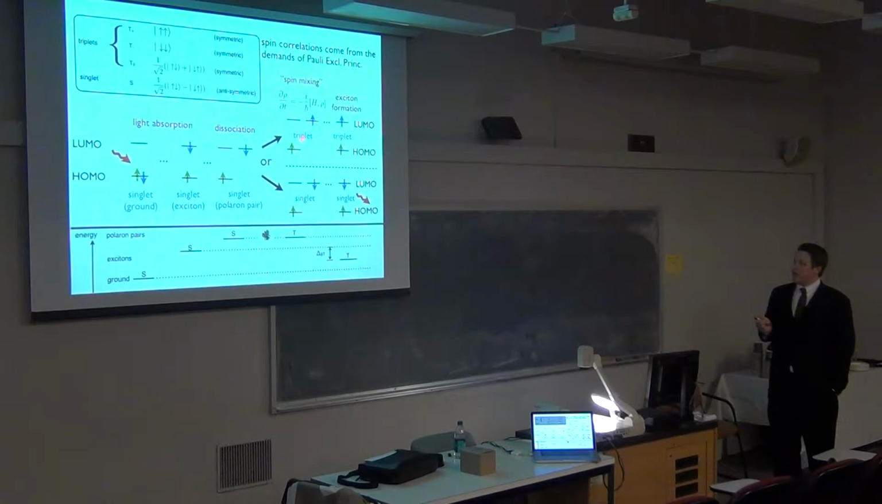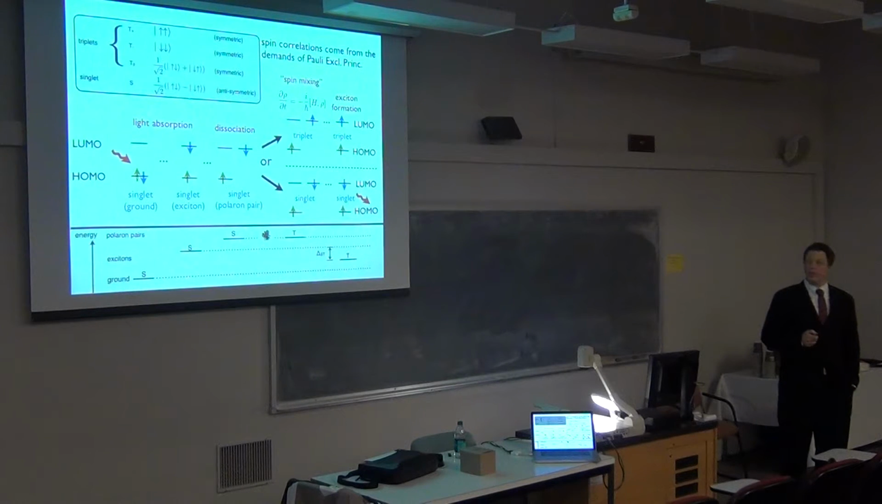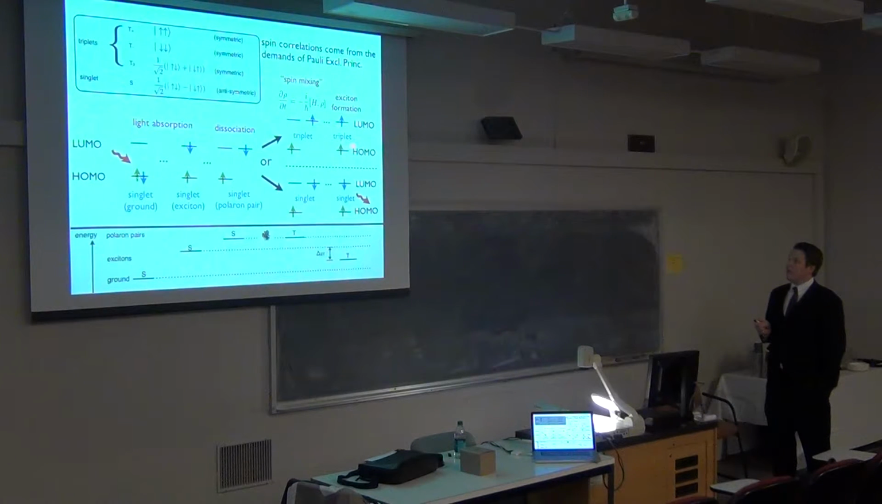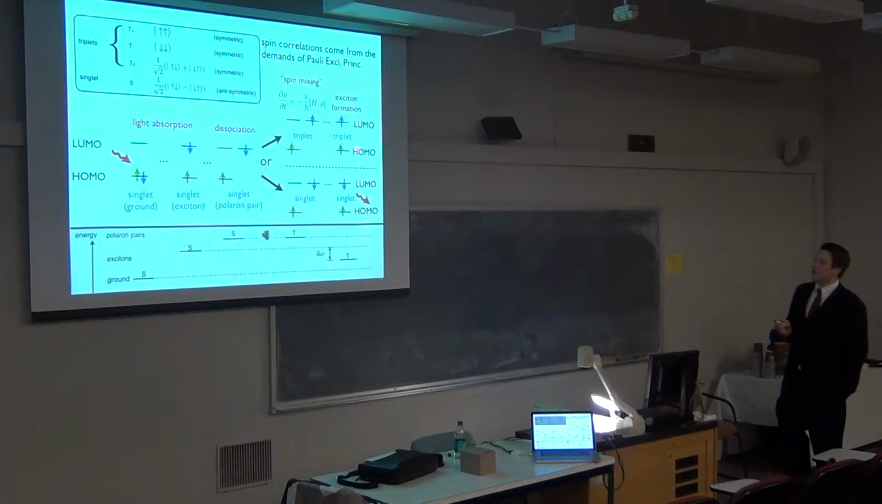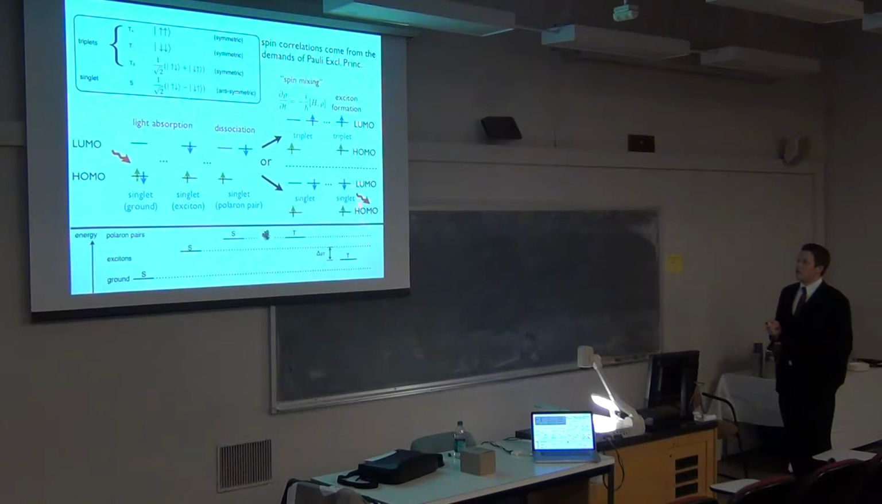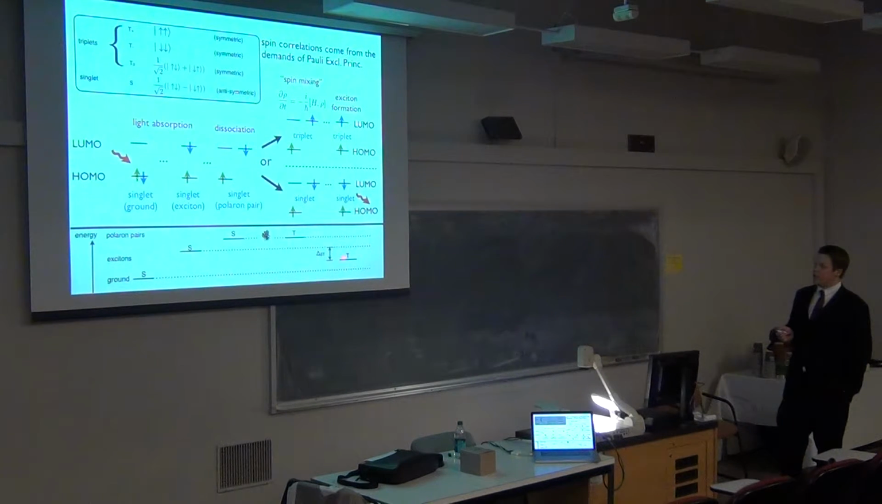So you can have these polaron pairs be triplets, or you can have these polaron pairs be singlets now, under the influence of the Hamiltonian. And further on, you can recombine. So now this electron can come back to the original molecule and form either a triplet exciton or a singlet exciton. And the triplet exciton will be at a different energy than the singlet. This is due to the exchange energy.